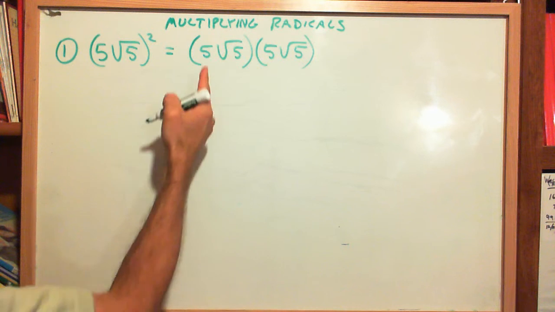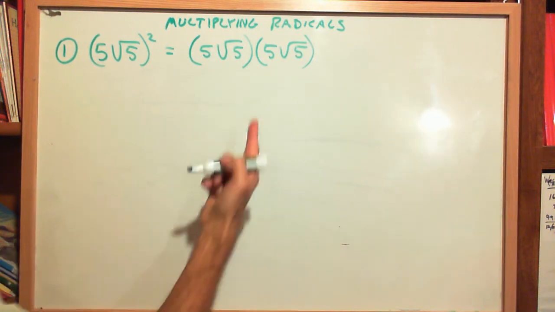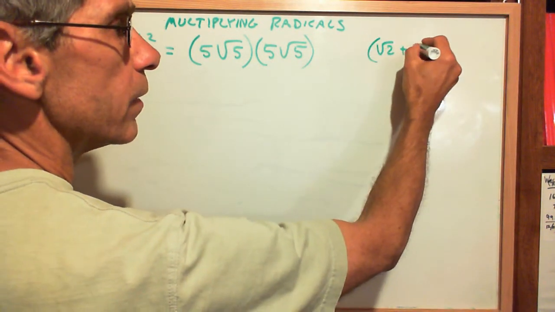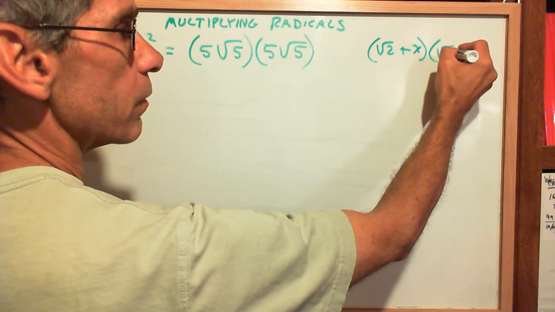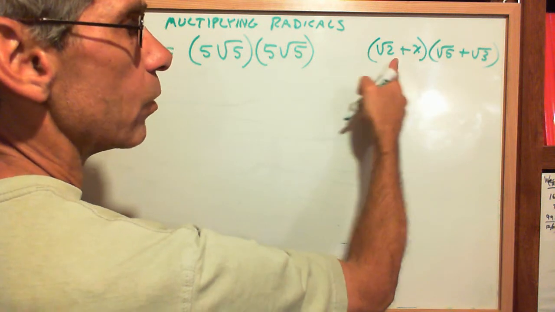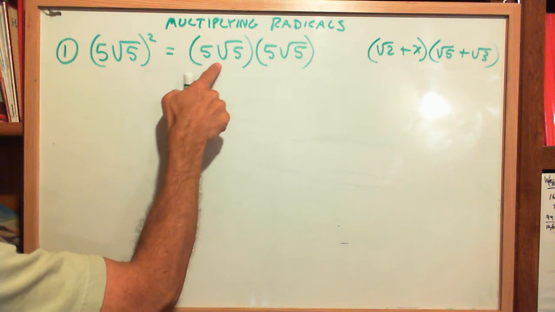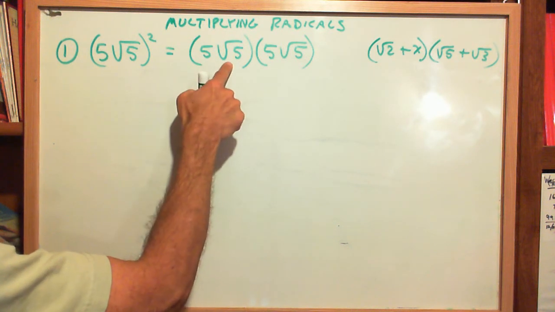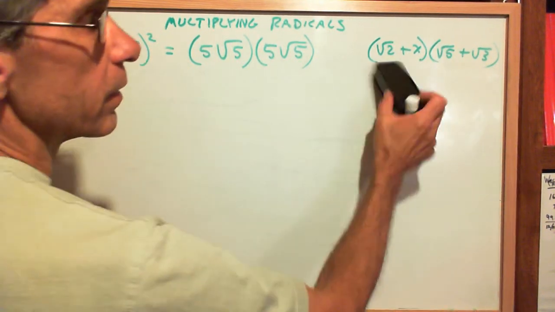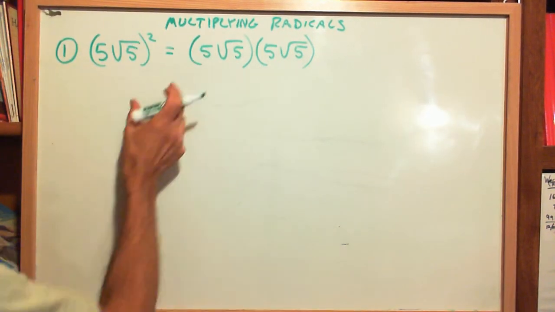But there's no plus sign. This is not a binomial times a binomial. That's what FOIL is all about. FOIL is something like this: you have the square root of 2 plus x times the square root of 5 plus the square root of 3. There's a plus sign there. These are both binomials. This is a monomial. This is 5 times this. There's no plus or minus. It's just 5 times the square root of 5 times 5 times the square root of 5. So it's not going to be like this. That's not binomials multiplied times each other. That's what FOIL is, if you have two binomials multiplied.